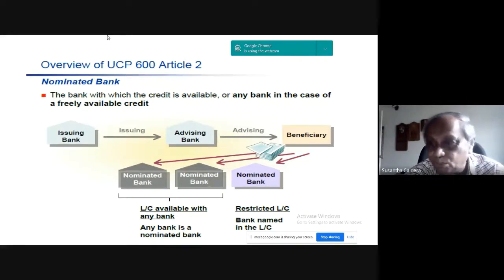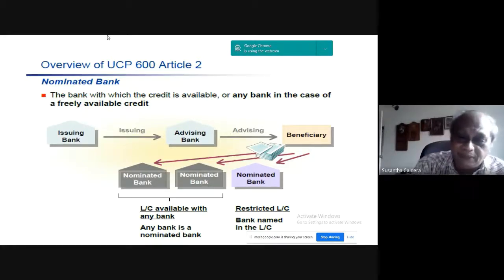We can send the documents to the issuing bank. Once you receive the money, you will give it to the beneficiary. Right? Okay. Any questions on that?